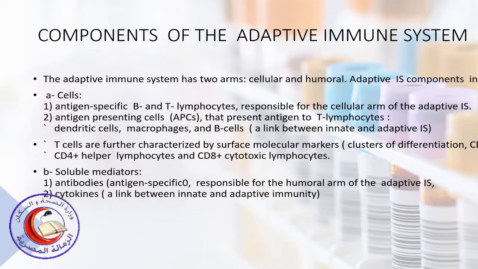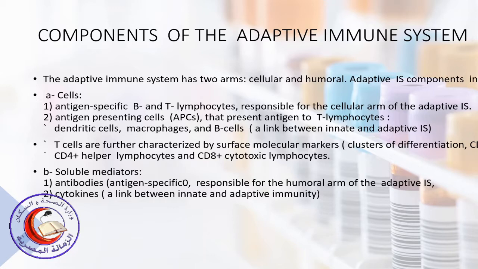T cells are further characterized by surface molecular markers. These markers are called clusters of differentiation. Hence, the CD you often meet preceding the name of a B or T lymphocyte: CD3, CD4, CD8, CD52, etc. All these are receptors for different ligands.